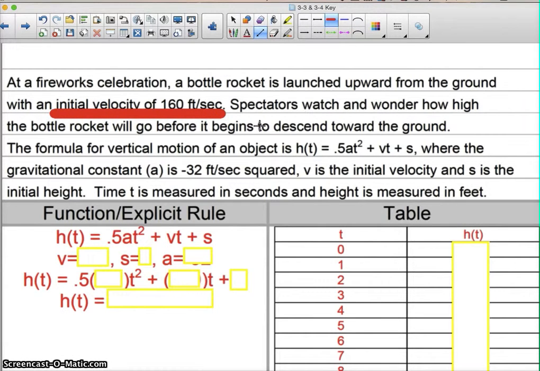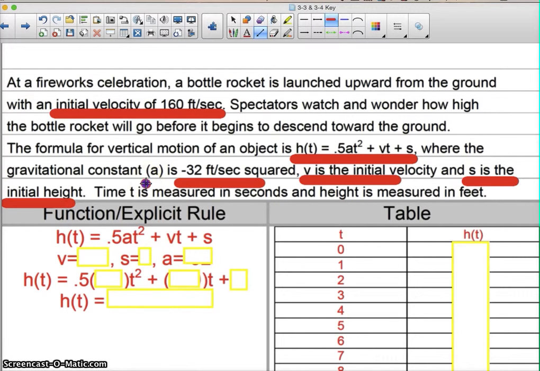All right, now spectators watch and wonder how high the bottle rocket will go before it reaches to descend toward the ground. A formula is given. Now this is one much like the one that I gave earlier in the notes in section 3.2, where the gravitational constant is going to be negative 32 feet per second squared, okay? And v, your initial velocity, okay? And s is your initial height, okay? So those are the three pieces here.